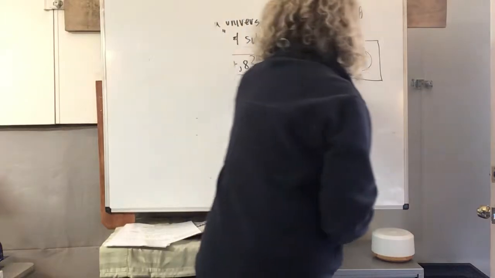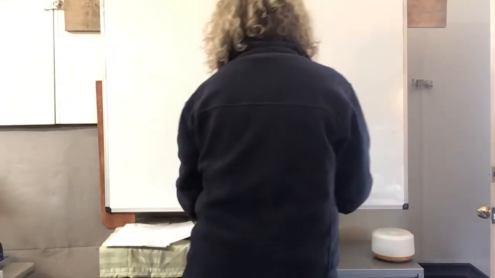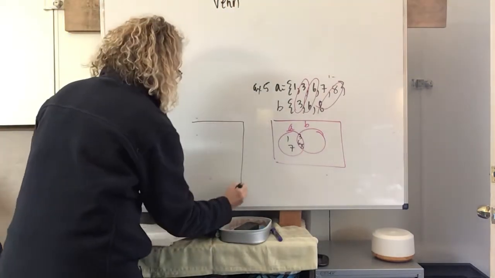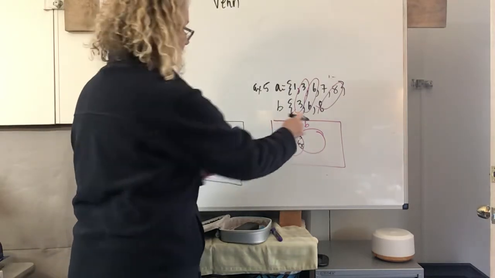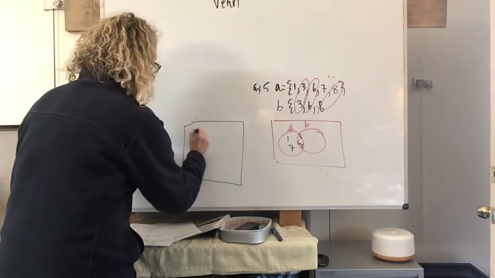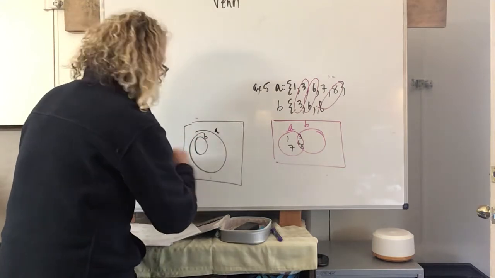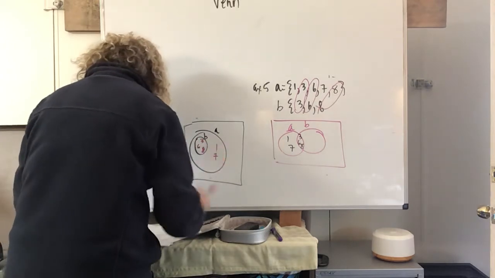So what you need to do is redraw this, because you can see B is a subset of A, but there are no collections in B, so that would be A and B. And so this would be a 3, a 6, and an 8. And this would be a 1 and a 7.